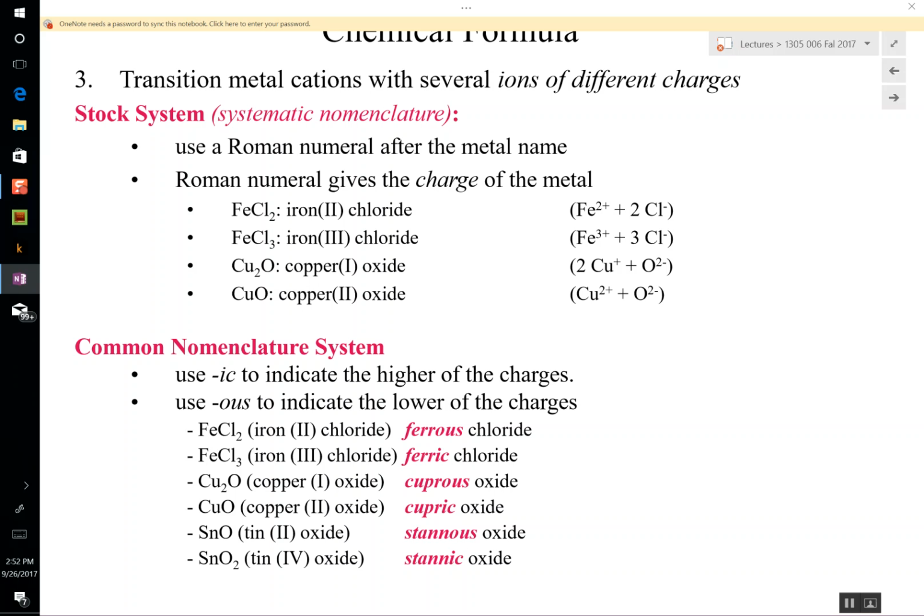So now, what should we name that? Ferric nitrate. What's another name for it? Iron 3 nitrate.